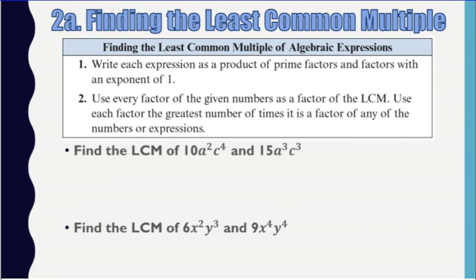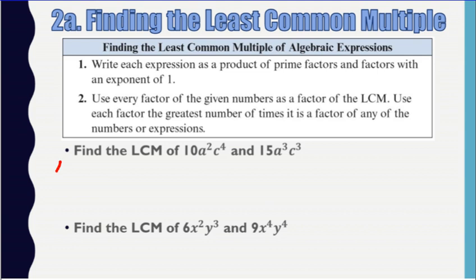Finding the least common multiple, this time we have variables. When we were finding the greatest common factor and we had variables, we always went with the variable that has the smallest exponent. For the least common multiple, it has to be the one with the largest exponent. So let's do this one.